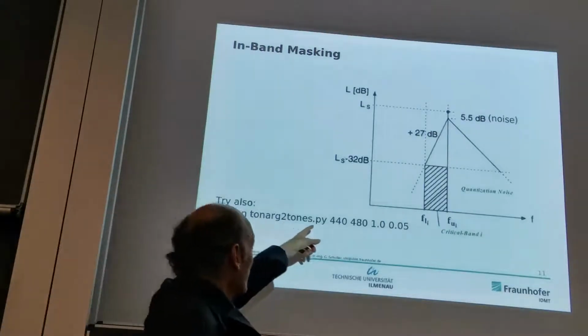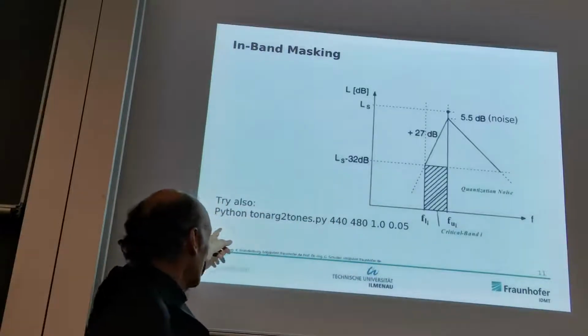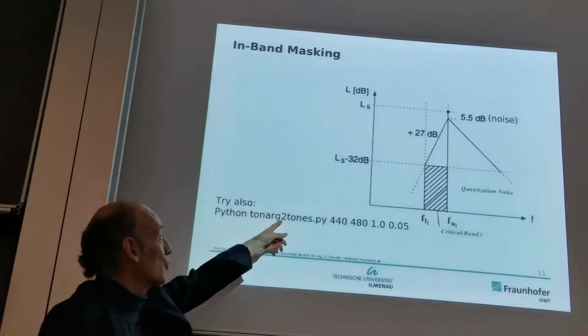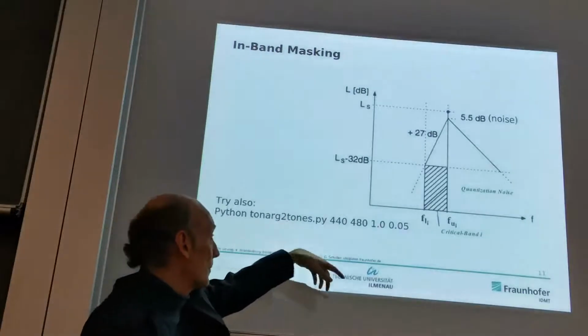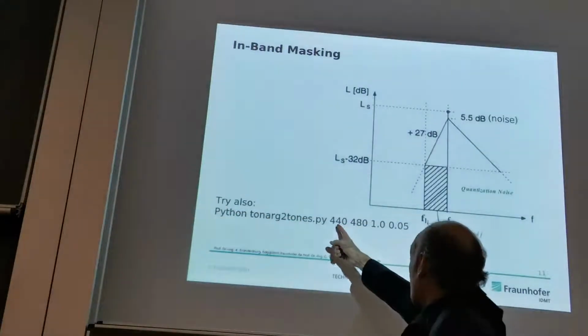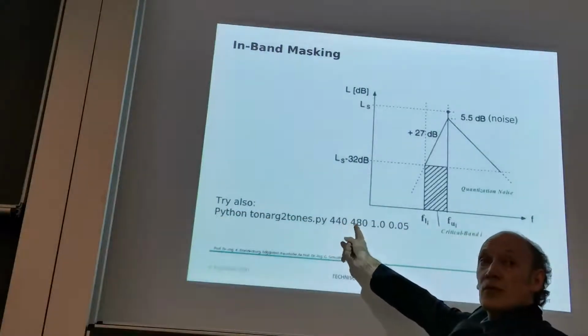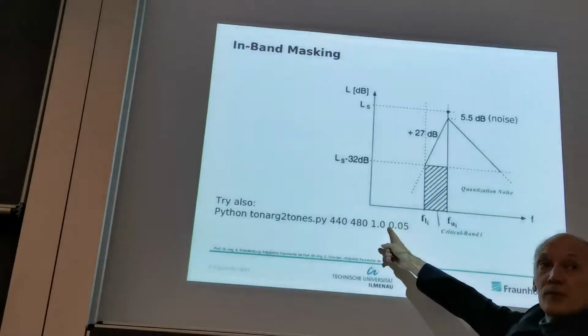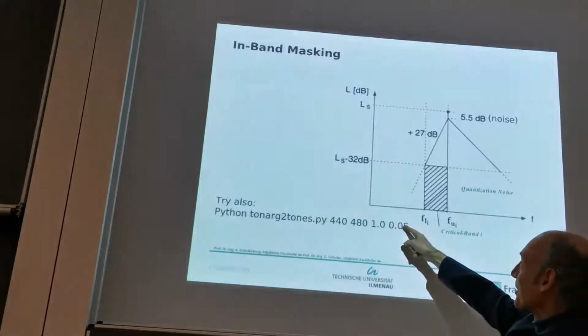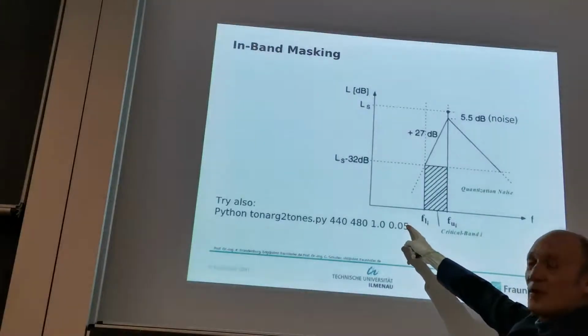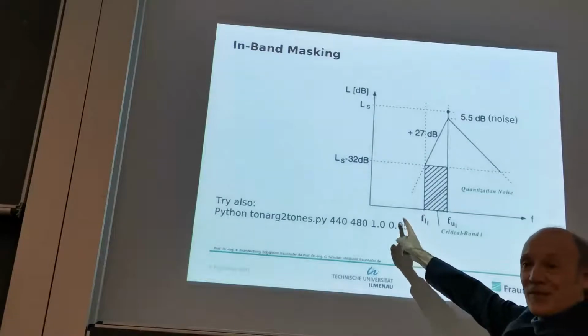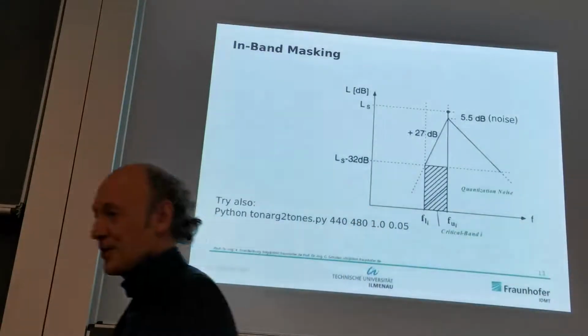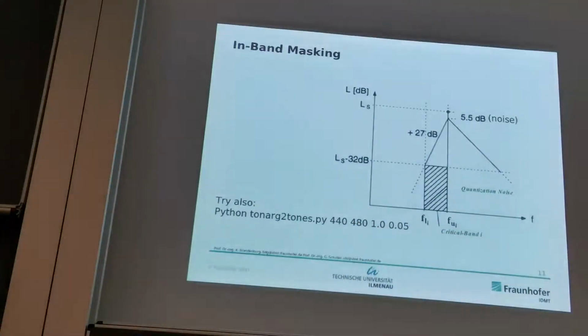We can actually try it with this little Python script which I wrote. It generates two tones at different levels. The first two arguments give the frequency of those two tones, and then you can see the level of those two tones. You can try to adjust this level until it becomes audible. So maybe you can try it. For just a tone, my built-in speaker might be sufficient.